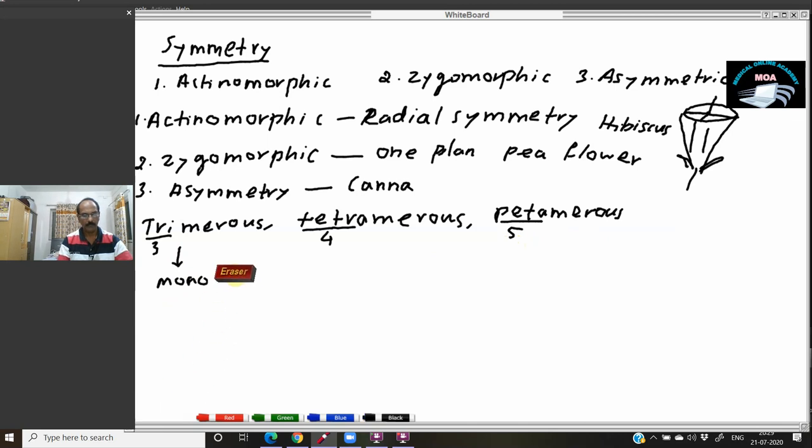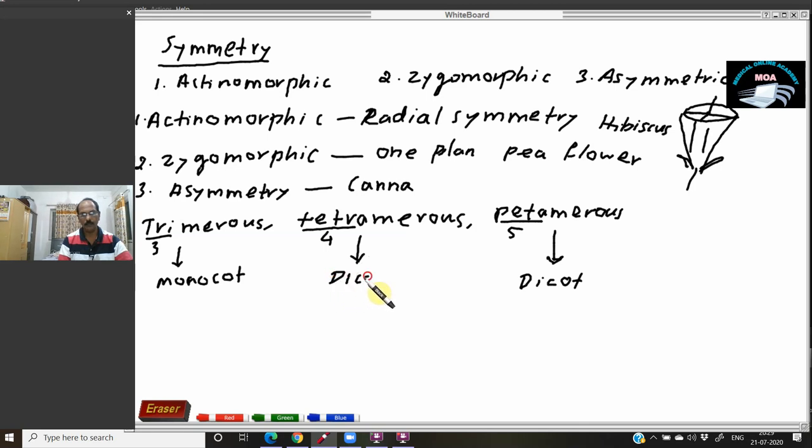The monocot plant produces flowers that are trimerous. Then the dicot plant shows pentamerous flowers. So what is actually pentamerous? Pentamerous means the floral parts, that is calyx, corolla, androecium and gynoecium, are arranged in 5 whorls, then it is known as pentamerous. And if the floral parts are arranged in 4 whorls, it is known as tetramerous.